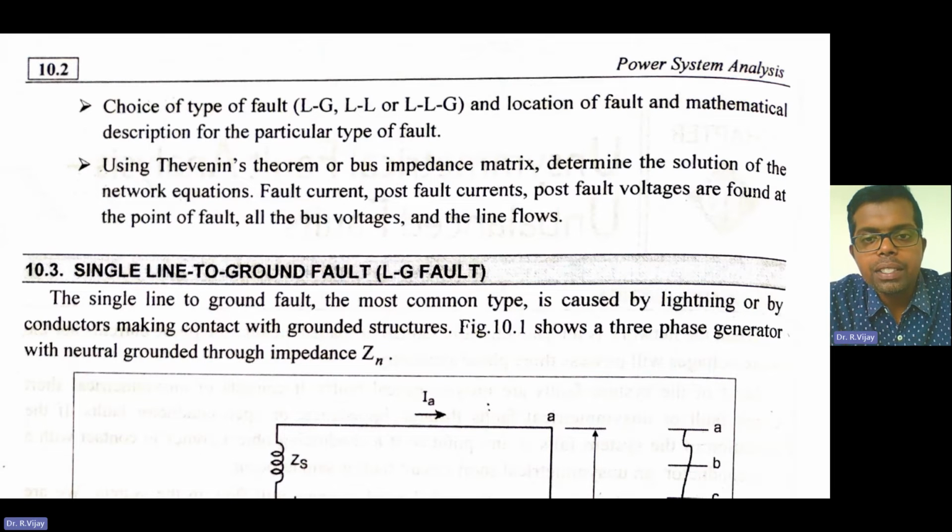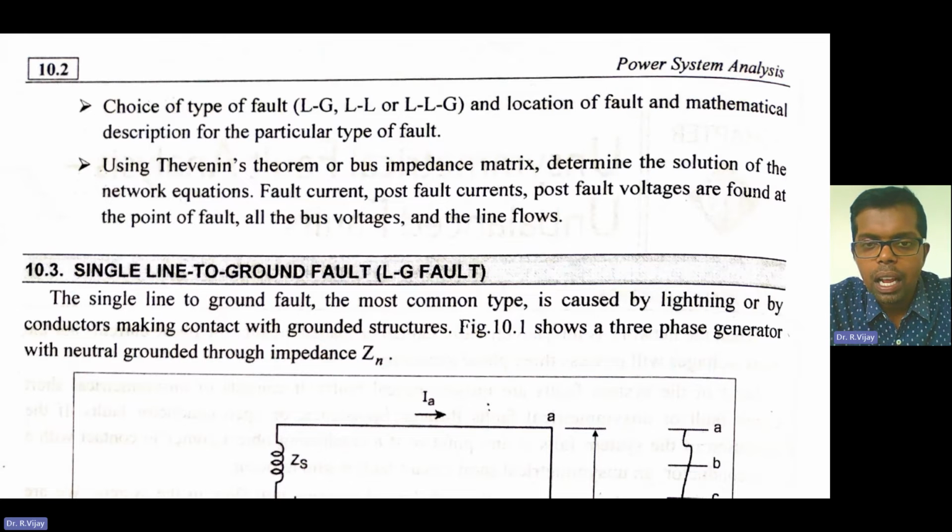Here, as we saw in the previous classes, fault current and the post-fault currents. What is the post-fault current? Fault happens, no? So that is the pre-fault current. After the fault, how will it be? So what is the post-fault current? Say, for post-fault currents in a particular line, for example, 1 mega amperes.